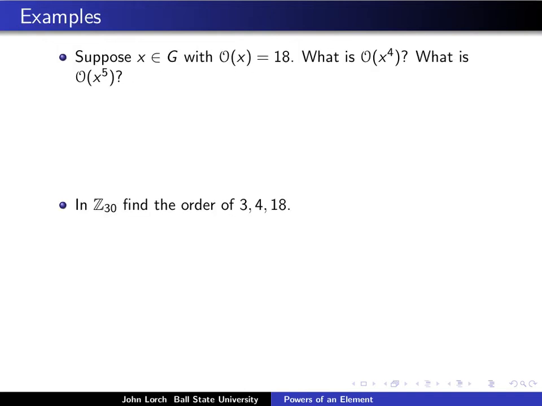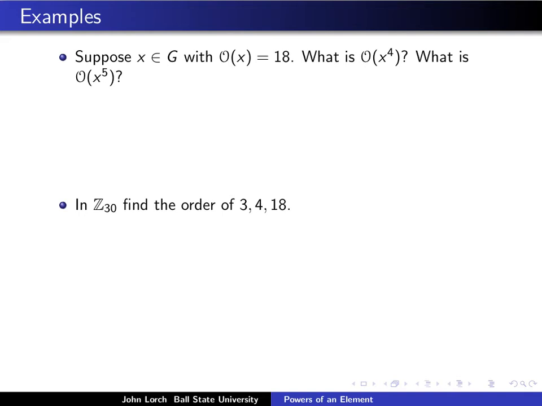Now we're going to use the previous theorem to compute some orders of elements. So in our first example, we have an arbitrary group G with an element x, and we're told that the order of x is 18. We want to compute the order of x to the fourth and the order of x to the fifth.